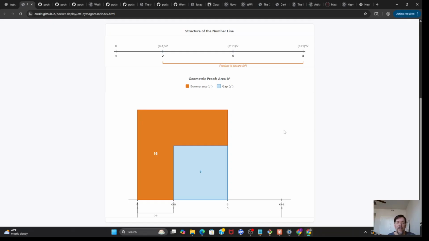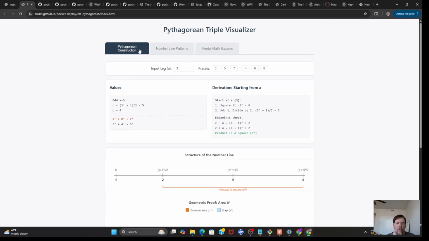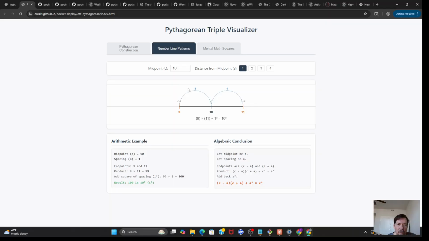Have a little math to show here that I think is kind of fun. I'll start with, there's 3 tabs to this demo, and I'll include the URL in the description of the video if you want to play around with it. I'm going to start with the number line patterns, and I'm going to start with a midpoint of 1. So the distance from the endpoints is 2.